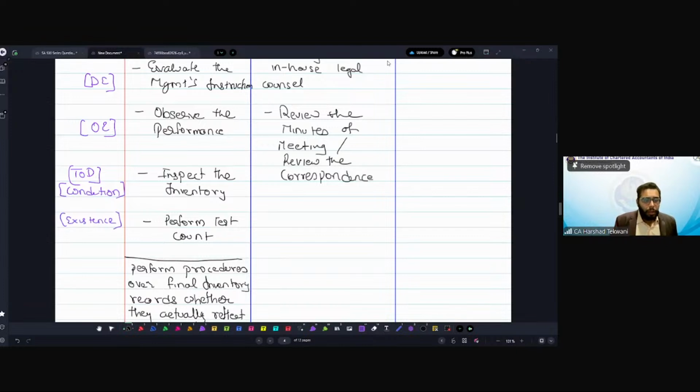Then you may review the legal expense. In this way, you can also identify that someone has hired an external counsel, or some senior advocate for the Supreme Court, or something like that. You will come to know that something is going on. That's why they hired the senior counsel or the senior advocate from the Supreme Court for some cases. So review the legal expense.